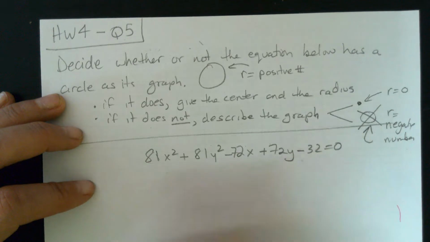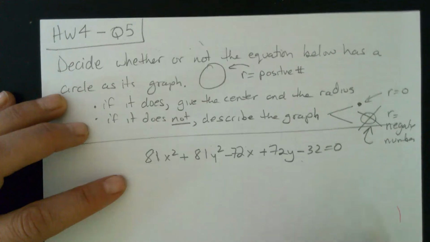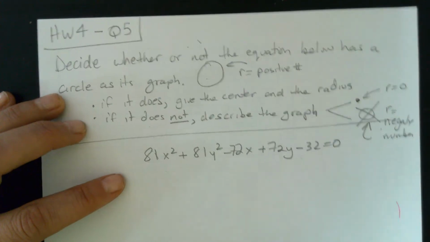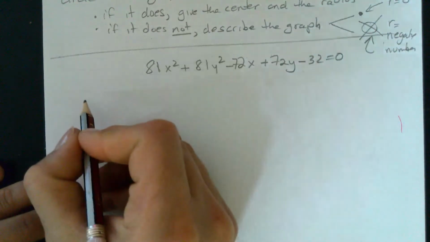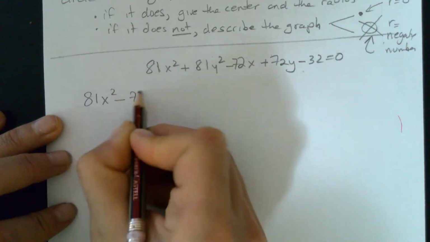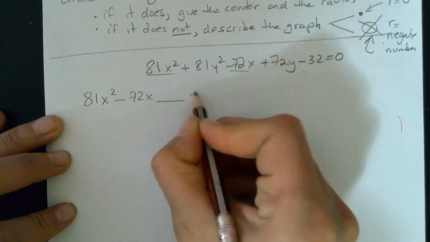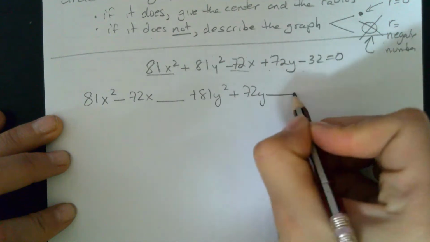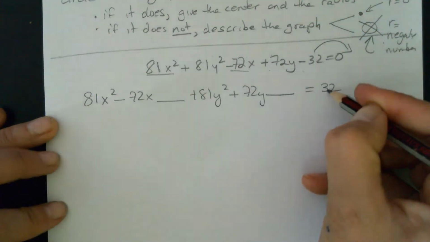So what we have to do is put this into center radius form, and then the radius will tell us if it's a circle, if it's a point, or if it's nothing, not a circle. So let's put it in center radius form. So first I'm going to put my x's together. And I leave a space. Now I put my y's. And I put a space. And then I put this constant term to the other side. And when you move it to the other side, it becomes the opposite sign.